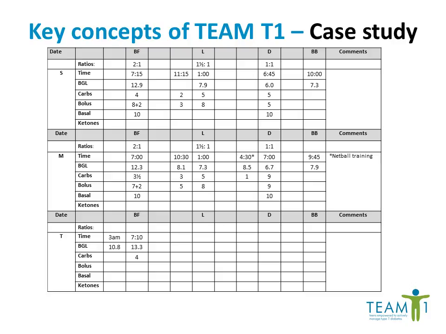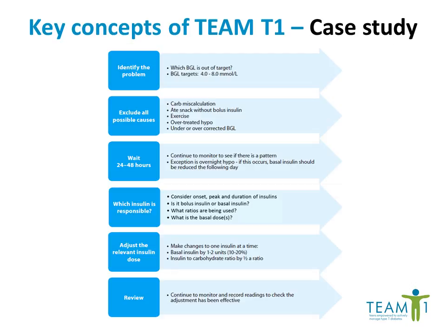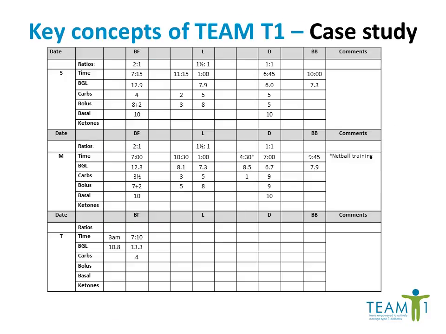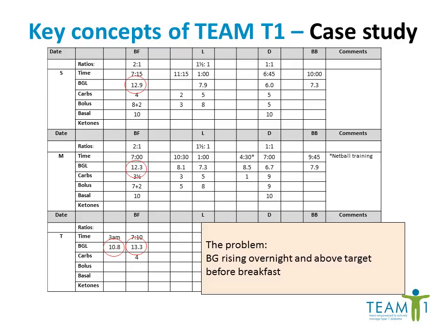Let's try a case study. Have a look at this diary example and see if you can see any issues. Identify the problem. Which blood glucose level is out of target? Let's look back at the diary. Remember, target blood glucose levels should be between 4 and 8. So you can see here that before breakfast blood glucose levels and the 3am blood glucose level are all above target.